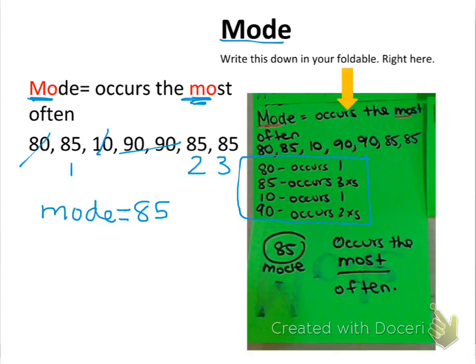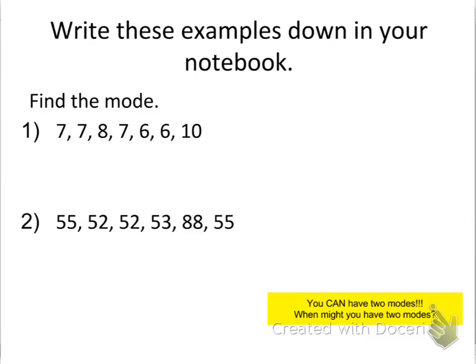Make sure you've written this down in your foldable, up at the top and at the bottom. So all right, in your foldable there. Let's do some more examples. All right, you're going to write these examples down in your notebook on the same page as you did for the ones with the median. Now we're going to find the mode.